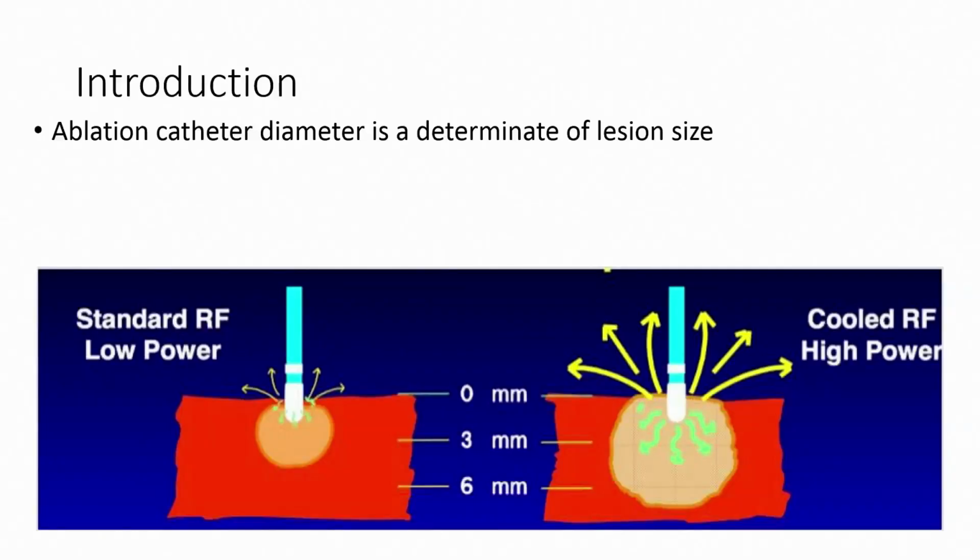The ablation catheter diameter is also a determinant of lesion size. Catheter diameter depends on the lesion size. You see the lesion size for a standard RF low power catheter, and for a cooled RF high power catheter. So, it depends on the catheter diameter.